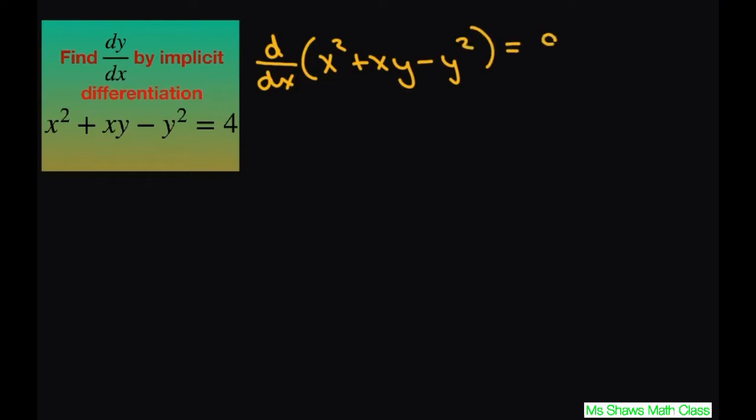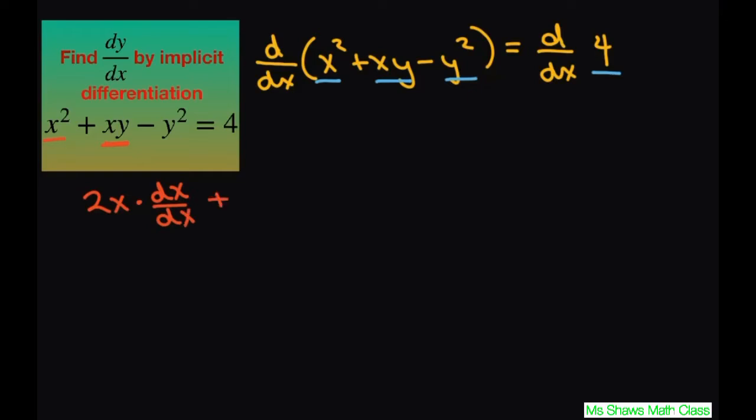And then differentiate the 4. What we're going to do is differentiate each piece of this, each of those terms. And this one right here is going to be the product rule because we have a multiplication there. So for the first piece, that's going to be 2x, and we differentiated x squared with respect to x.